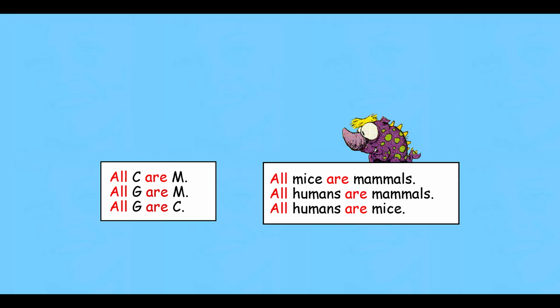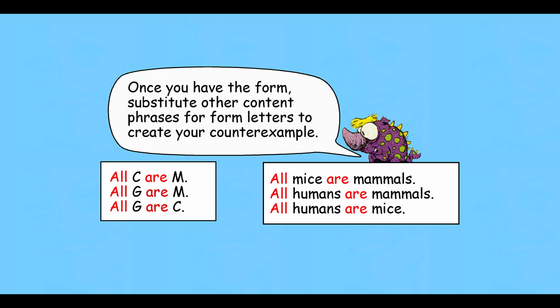I created a substitution instance using mice, mammals, and humans, so that those first two premises, all mice are mammals and all humans are mammals, are easily and obviously recognized as true statements. The conclusion is equally easy and obviously recognized, but recognized as something that has to be false.